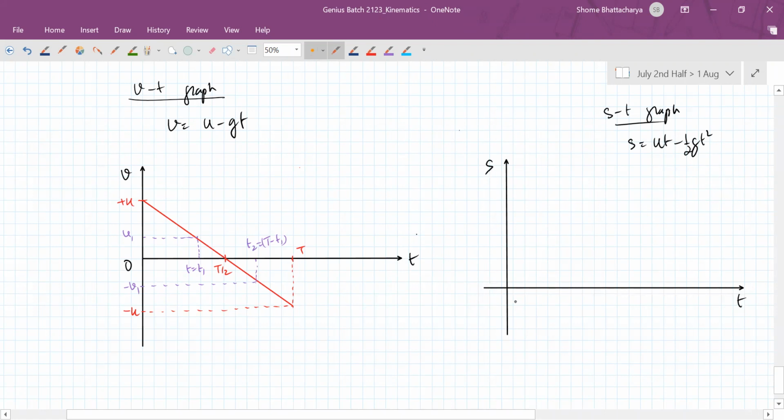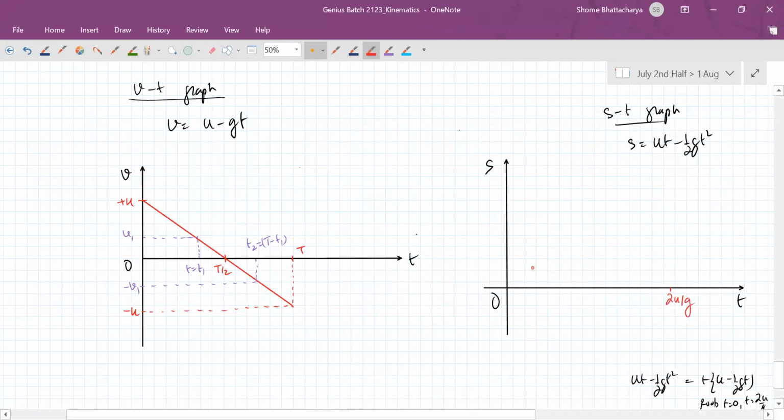And the roots of this parabola are what? t equal to 0 and t equal to 2u by g. And if you just factorize it, you can see u t minus half g t square can be written as t into u minus half g t. So the roots are t equal to 0 and t equal to 2u by g. So it makes sense altogether now. One of the roots is here, 2u by g.